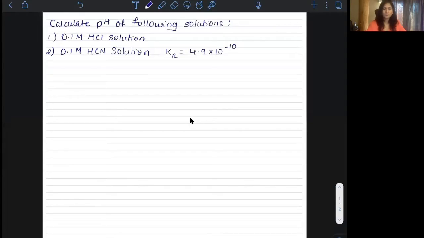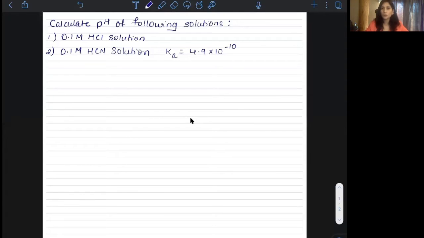In today's session, we are going to be looking into how to calculate pH for acids and bases. First, let's start with how to calculate pH for a strong acid and for a weak acid. So let's go to this question. The question is, calculate pH of the following solutions. The first solution is 0.1 molar HCl solution, and the second one is 0.1 molar HCN solution.